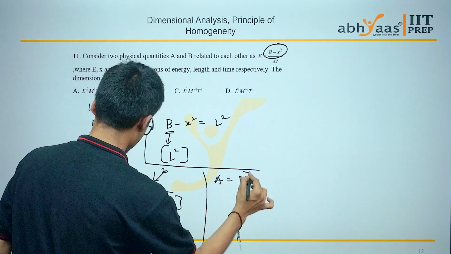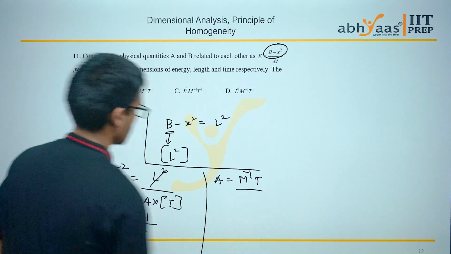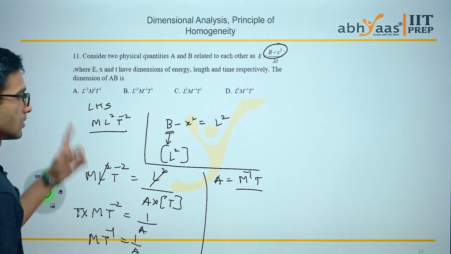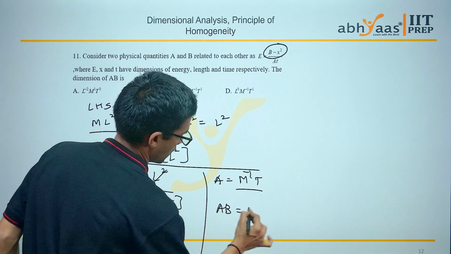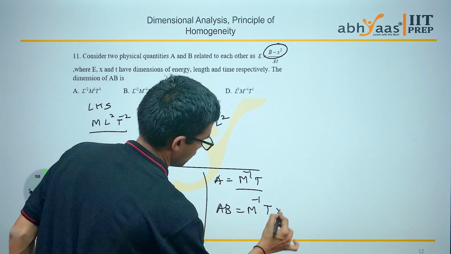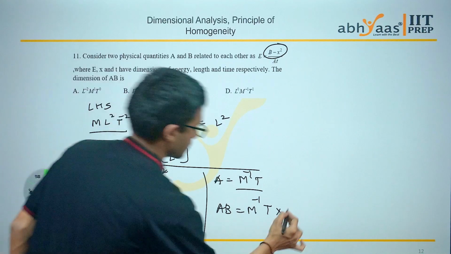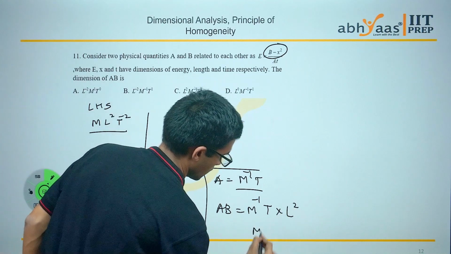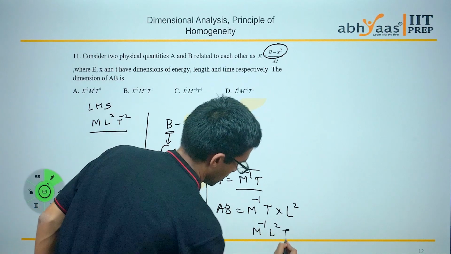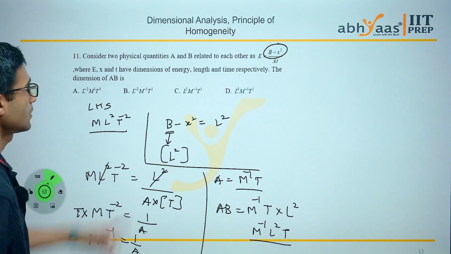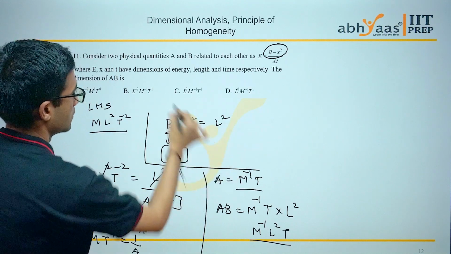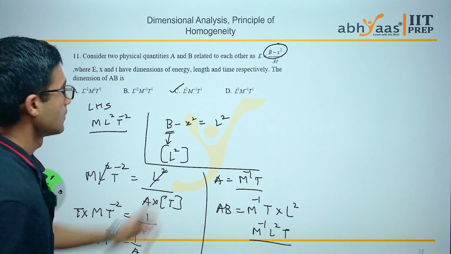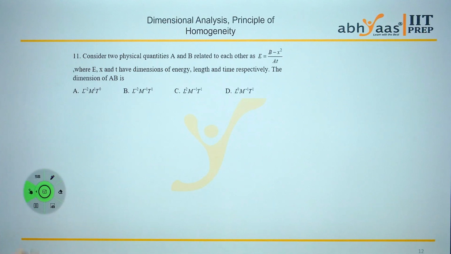M power minus 1 t you are getting. So what you have to find? A into B. AB. AB is equal to m power minus 1 t into B. What is the unit? L square. So m power minus 1 L square t. M power minus 1 L square t is the option C. Okay, clear? So now we'll go to the next question.